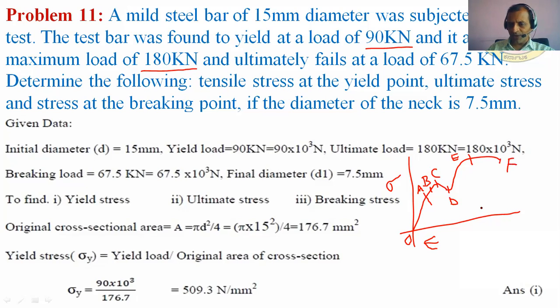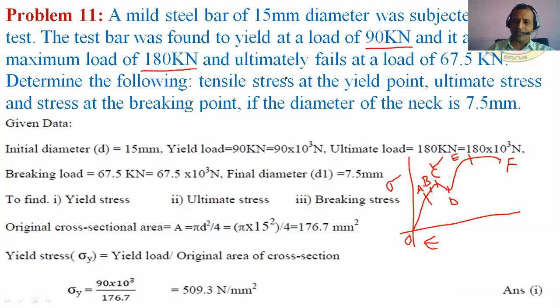So let us study this now. A is the proportionality limit, B is the elastic limit, C is the upper yield point, D is the lower yield point, E is the ultimate point, F is the fracture point. The yield load of 90 kilonewton is the load given at the C point. And it attains a maximum load of 180 kilonewton.